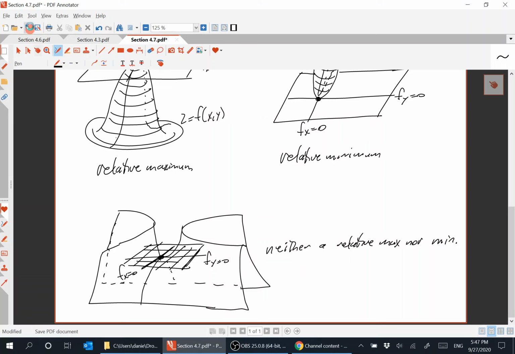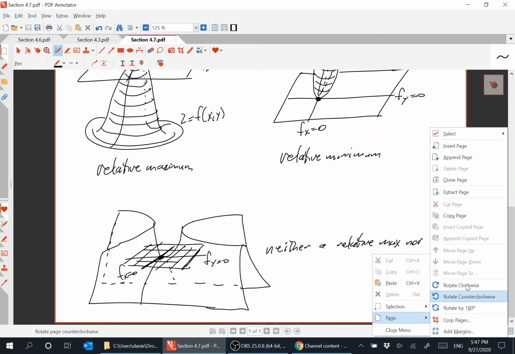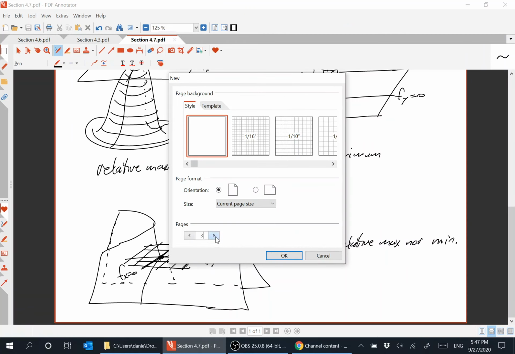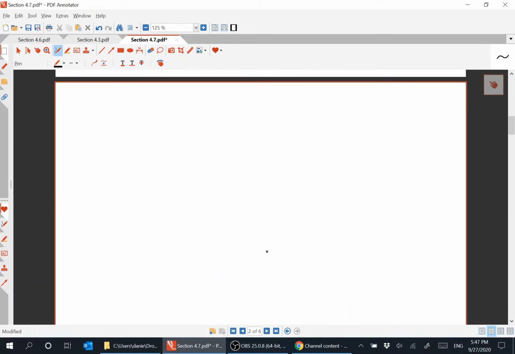All right, how can you tell the difference? Is there a way to tell the difference? Well, not always. Sometimes yes, sometimes no. But in general, you can't always tell. This is called the second derivative test. And it says the following.